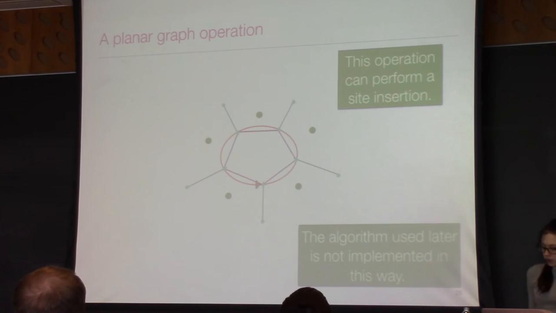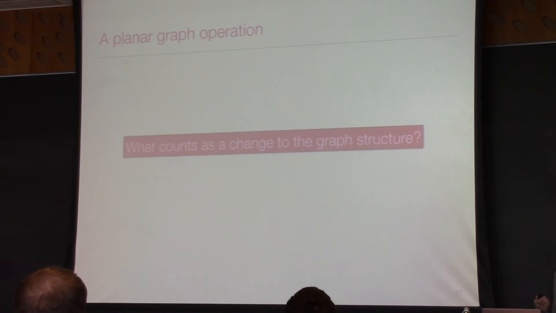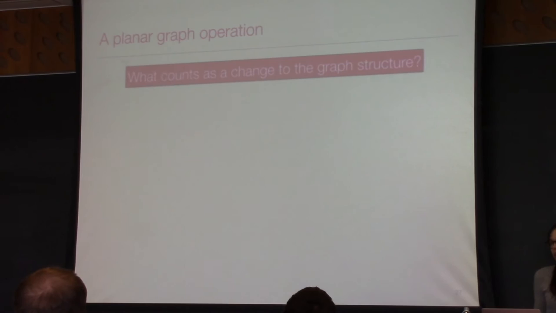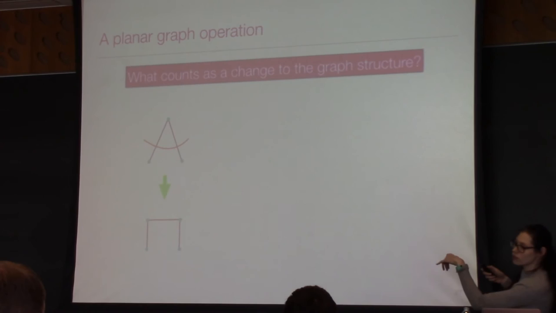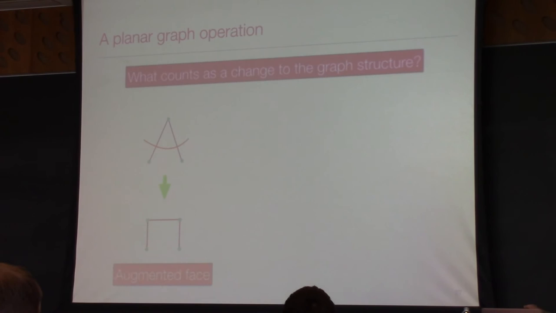So now we should be more formal about what we actually count as a change to the graph structure. We had this example earlier. But we basically have a few different kinds of changes that can happen with this curve. Now I'm zooming in at curves intersecting the boundary or the edges. If you have something like this, where it's just two edges, and the curve crosses here, then we add an edge to the face that's external. So the complexity of the face increases. We call that an augmented face, and we would definitely consider that a change.